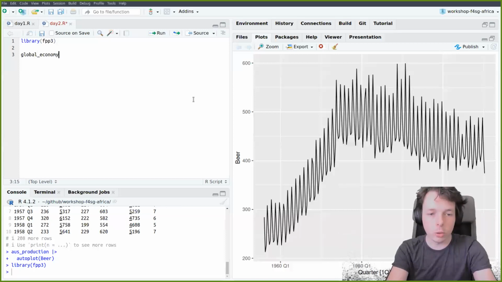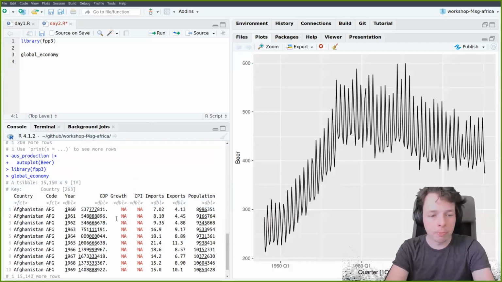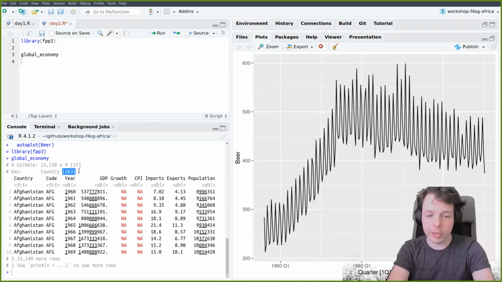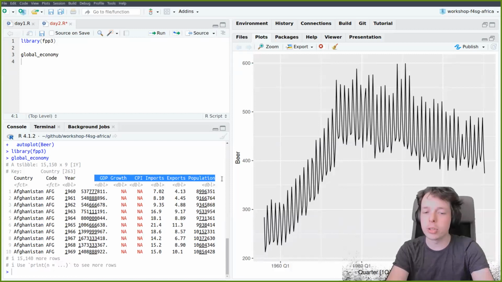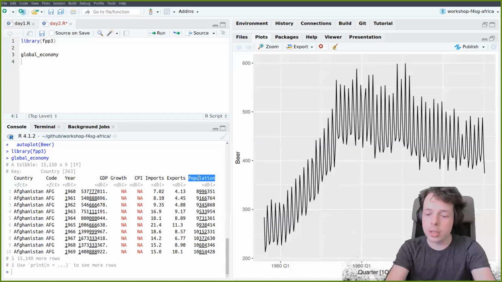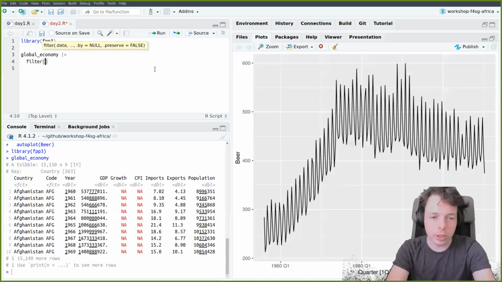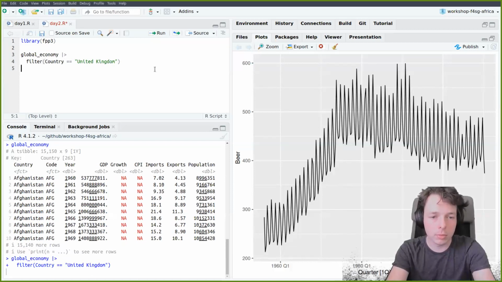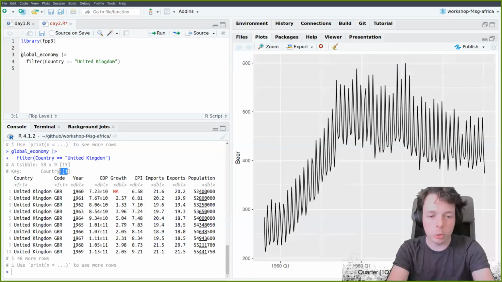So we saw yesterday the global economy data set, which had yearly data and 263 countries, and we focused, I think, on GDP. But we've got other variables in this data set that we might be interested in. What about GDP per capita, which is a useful indication of the wealth of a country? So perhaps I'll filter out a specific country. For Bahman, I will select the UK. There we go. So I've got a single country pulled out here, and I can plot the GDP.